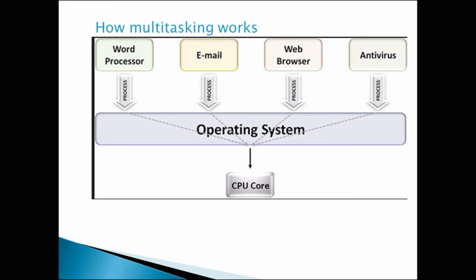In this slide, there are 4 tasks: word processor, email, web browser, and antivirus. To execute all these 4 tasks, the operating system will provide a separate process for each of these tasks. So that's how the operating system will execute multiple tasks at the same time.